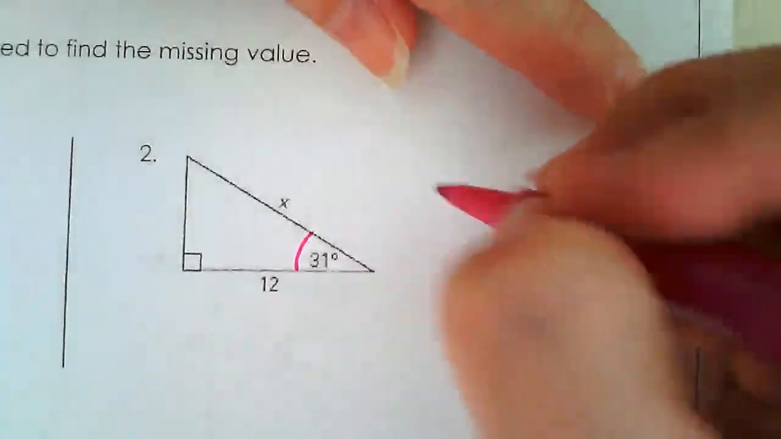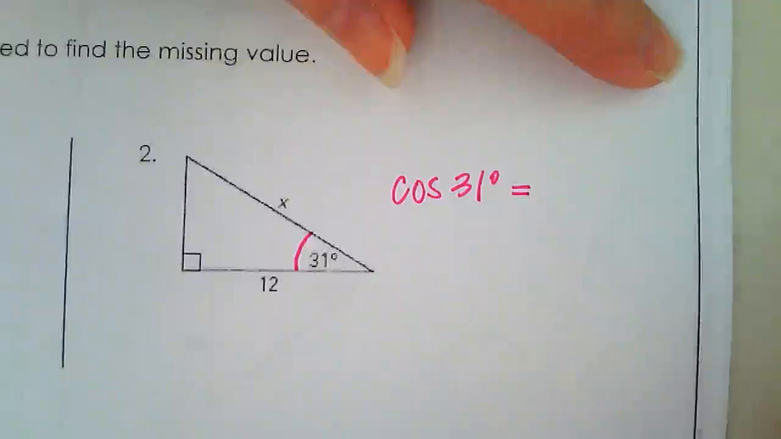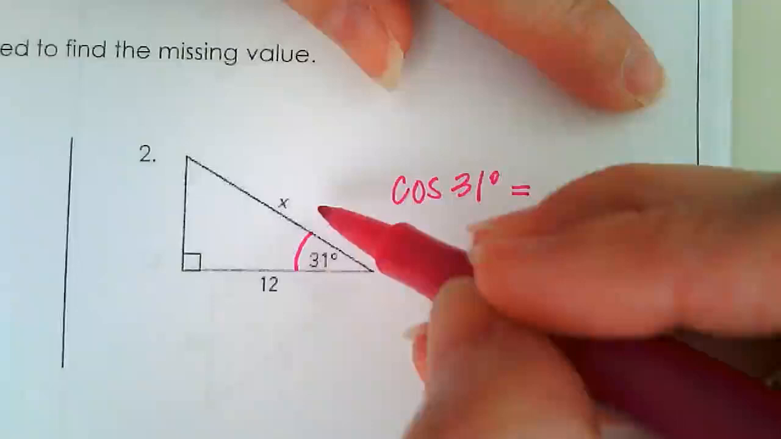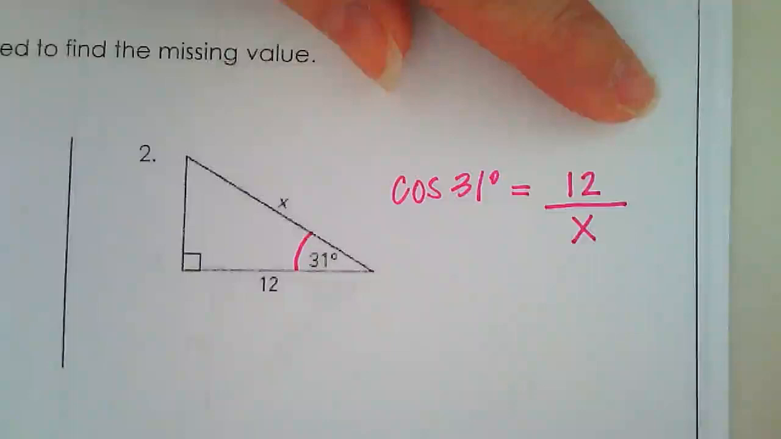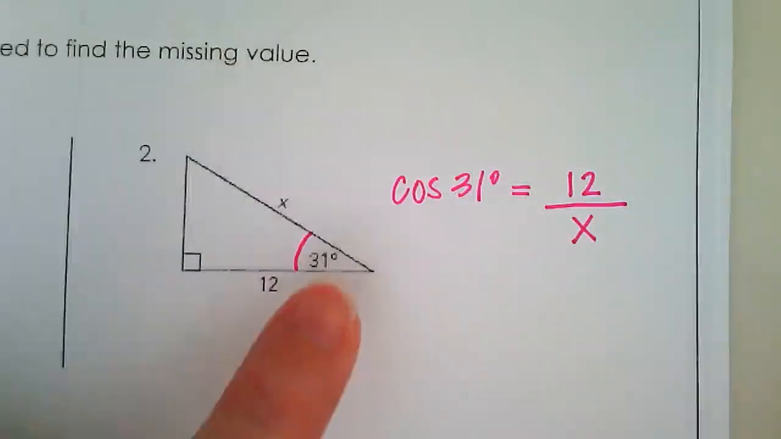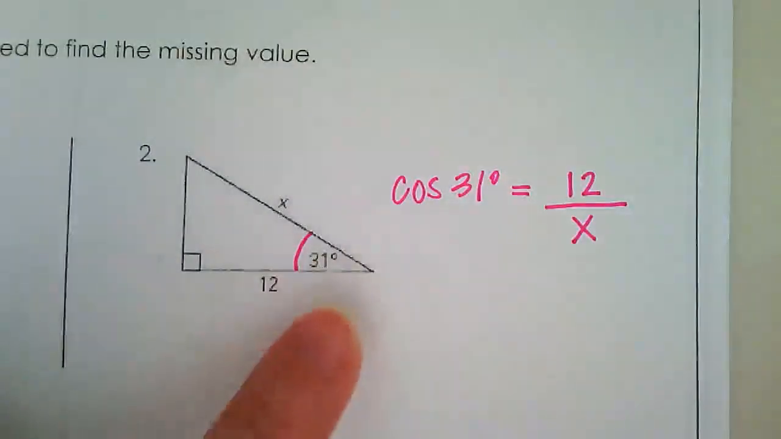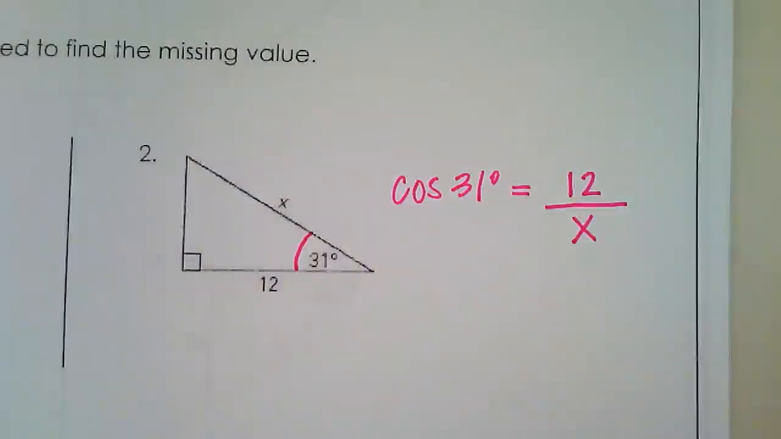So for this one, the cosine of the angle is, from angle 31, we need the adjacent over hypotenuse. So that's going to be 12 over x. Okay, so from this angle, we know the adjacent and the hypotenuse. So from angle 31, cosine of 31 degrees is going to be the adjacent side, which is 12, over the hypotenuse, which is x.